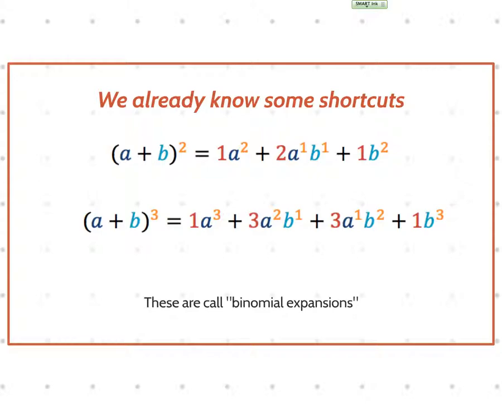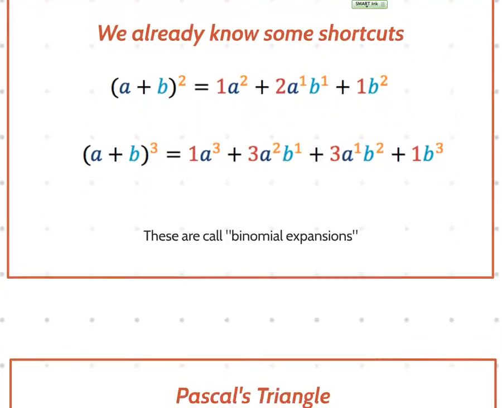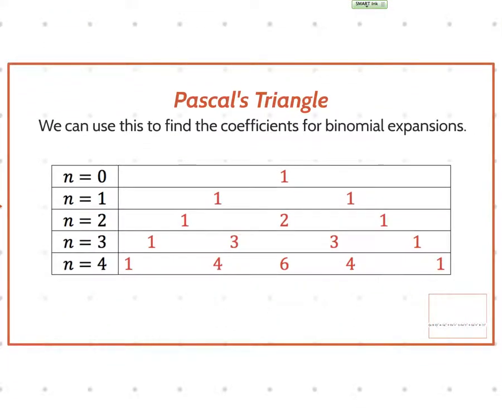So these numbers, 1, 2, 1, and 1, 3, 3, 1, don't come out of thin air. They actually come from something called Pascal's Triangle. And I tried to make it look like a triangle as much as I could on here. But, using technology is not always easy. But we can use this pattern to find the coefficients for the binomial expansions.